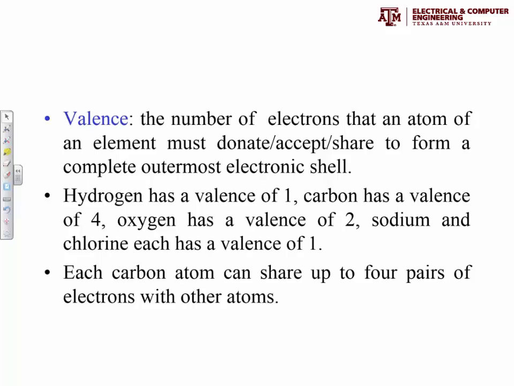Based on this definition, we can say that hydrogen has a valency of 1, because hydrogen shares 1 electron with another hydrogen atom to produce the hydrogen molecule. Carbon has a valency of 4, because it can share up to 4 electrons. Oxygen has a valency of 2, because it shares 2 electrons, let's say, with 2 hydrogen atoms to form water. Sodium has a valency of 1 because sodium donates 1 electron to chlorine. Similarly, chlorine has a valency of 1 because it receives 1 electron from sodium.